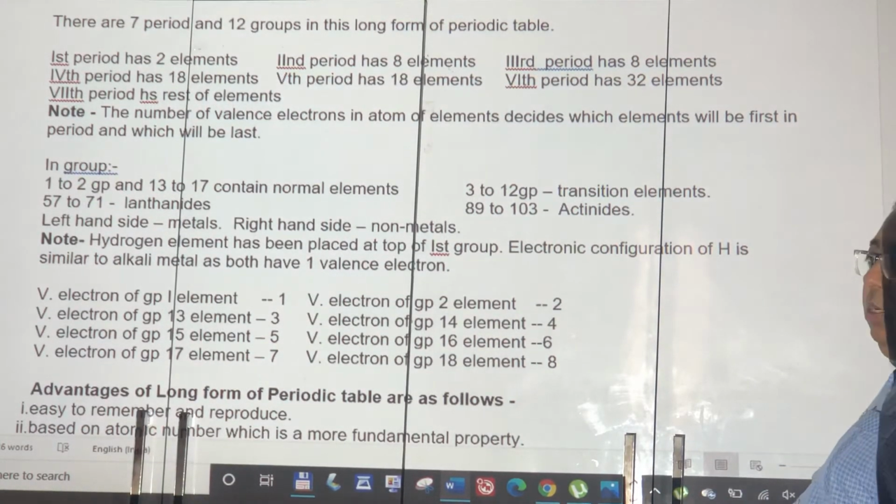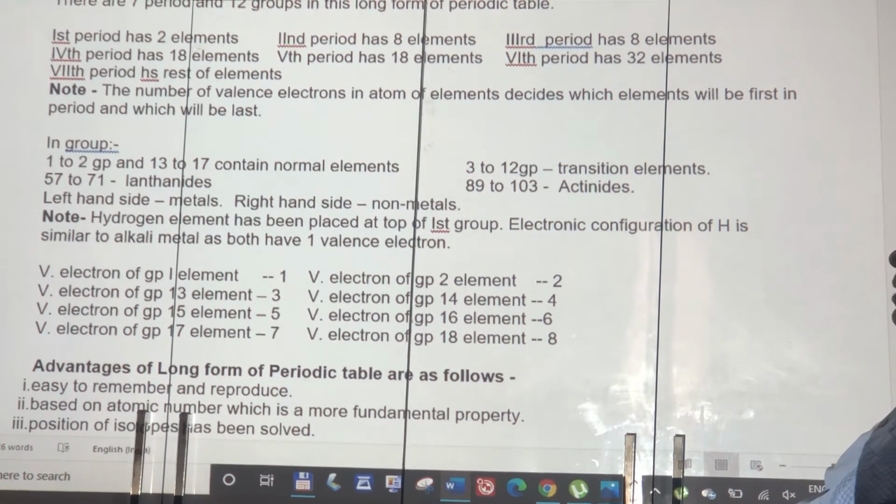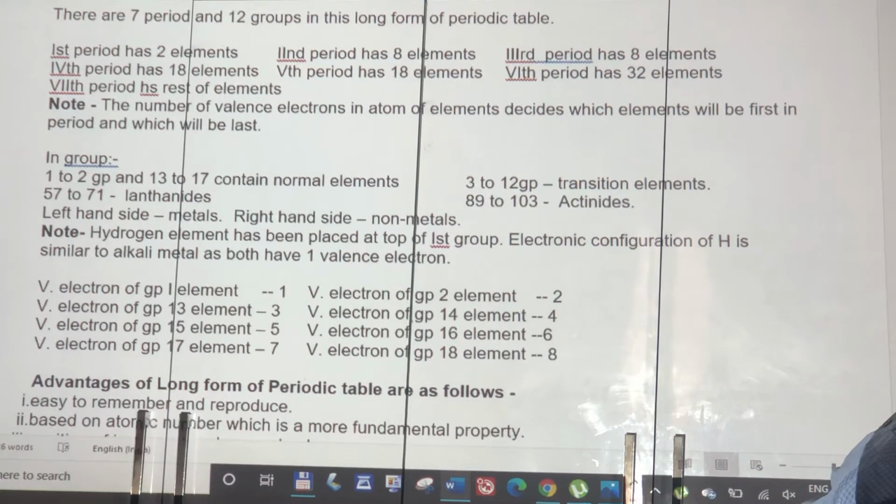Now, let us see how to write an answer. 7 periods, 18 groups. First period, 2 elements. Second period, 8 elements. Third period, 8 elements. Fourth period, 18 elements. Fifth period, 18 elements. Sixth period, 32 elements. And the seventh period has the rest of the elements.